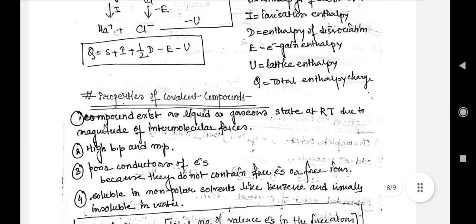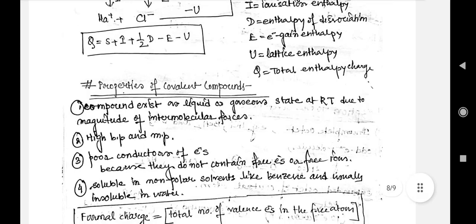These compounds exist as liquid or gaseous state at room temperature due to the magnitude of intermolecular forces. Their boiling and melting points may be higher or lower in comparison between ionic and covalent compounds. They are poor conductors because they do not contain any free electrons or free ions, and free electrons and free ions are able to carry electricity. But normally covalent compounds do not furnish any type of ions.